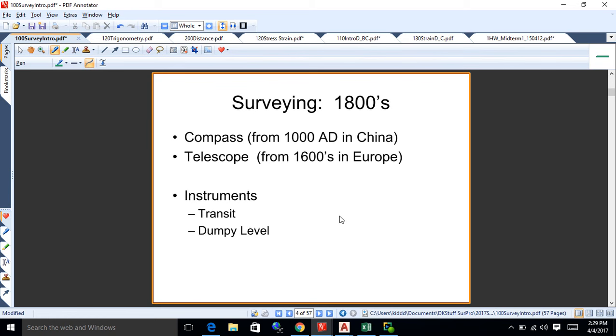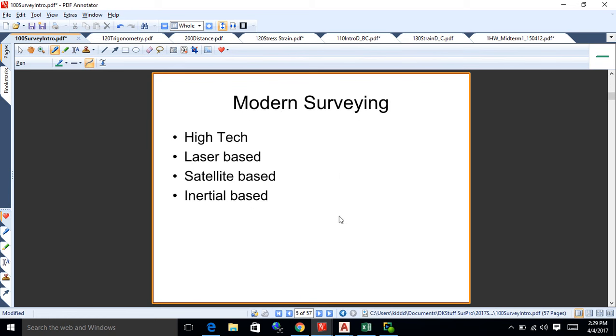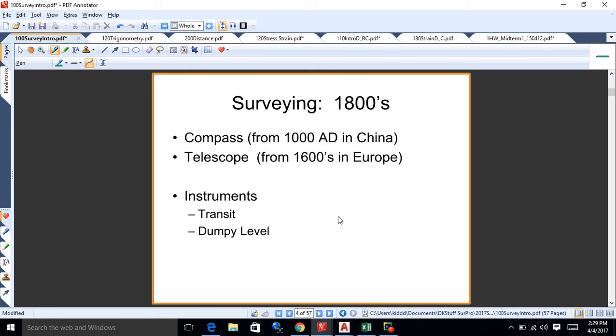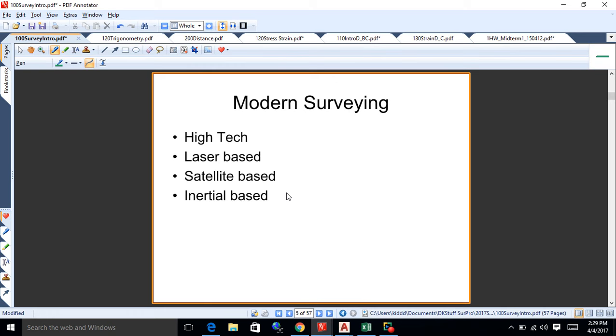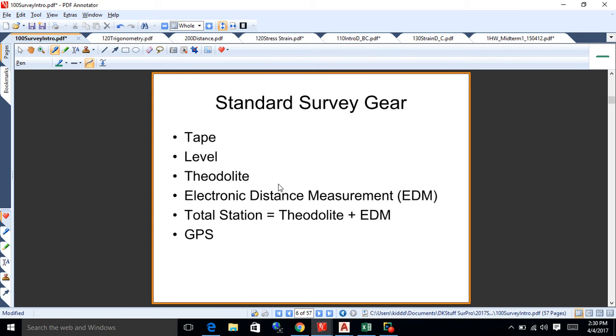Okay, so that was in the 1800s. They also had chains that they used for measuring distances. So pretty good equipment back then. Nowadays surveying has become quite high tech. If you go to a surveying convention, you think you're at a Star Wars convention sometimes. A lot of this stuff is laser-based, satellite-based, and based on inertial theory to get really accurate surveying instruments.